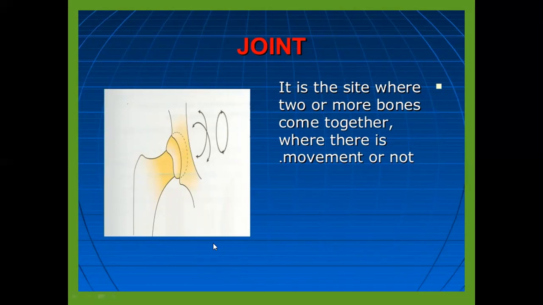Okay, this is the joint. How can you define it? It is a site, a place, or a location where two or more bones join together. Either these joints can move, or they cannot move. Okay, they are called joints. Joints can be classified on the basis of the degree of movement.